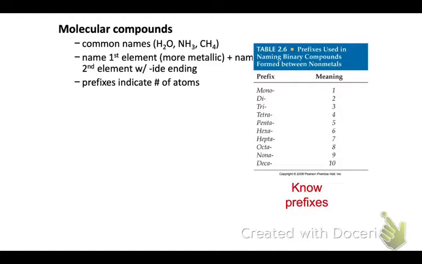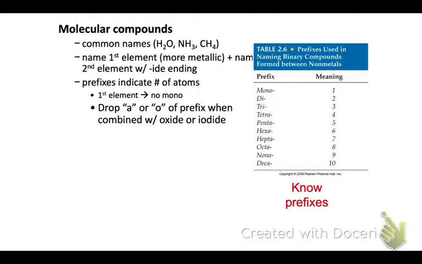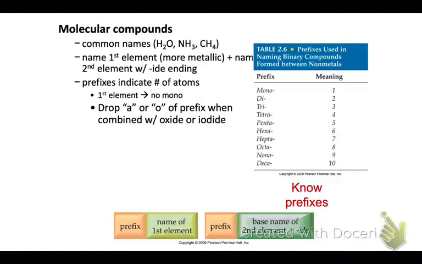Here are the prefixes for you. For 1 we use mono, for 2 we use di, for 3 tri, 4 tetra, 5 penta, 6 hexa, 7 hepta, 8 octa, 9 nona, and 10 deca. You definitely need to memorize those. Now, if the first element happens to have one atom, we do not mention mono. We drop the a or the o of a prefix when we combine with oxide or iodide, so we don't have two vowels next to each other.